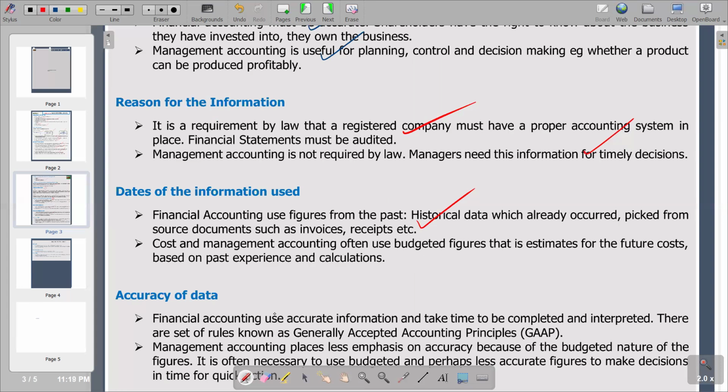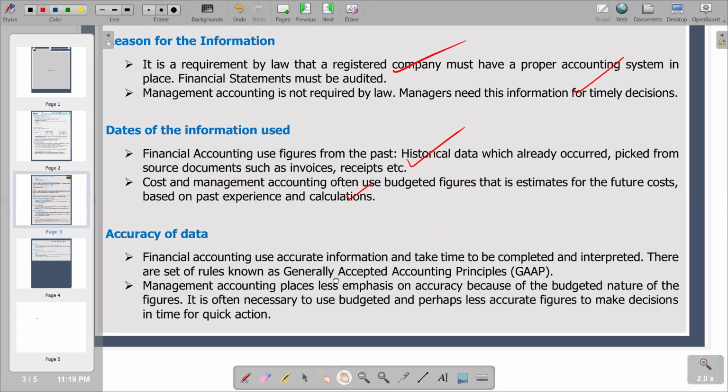Because we are preparing the statement of financial performance, which is the income statement, and the result of that statement of financial performance is reporting on what has transpired over the period. What has transpired in the past. If we made a profit or loss, that's the scenario. So this is what we have on dates of the information used.